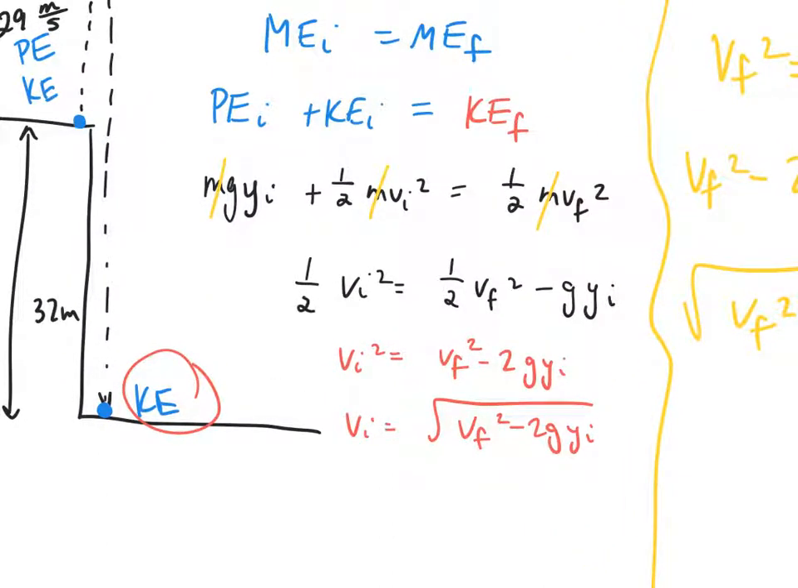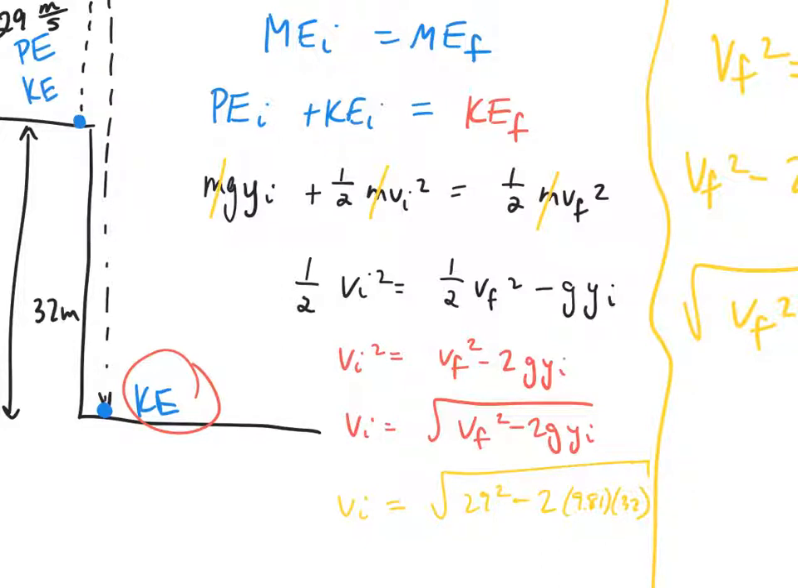You would plug in your numbers to get your Vi value. This was 29 squared minus 2 times 9.81 times 32, whatever that turns out to be. That's 29 squared. This number, again, is 103. Does that answer it, Chris? Does that help?